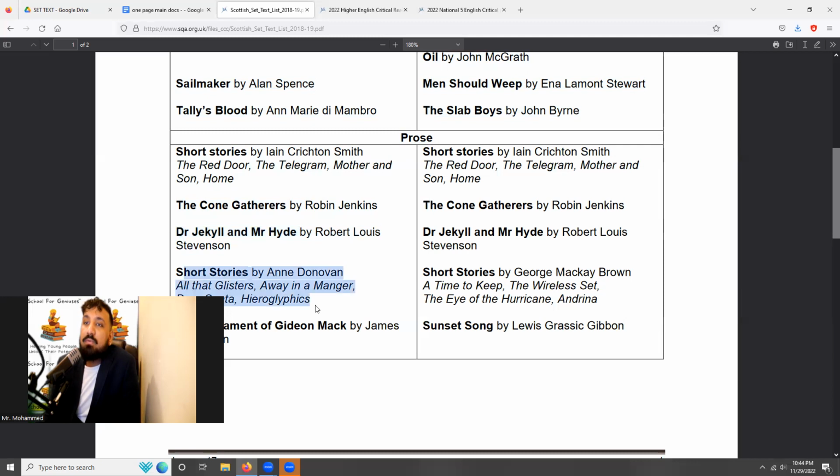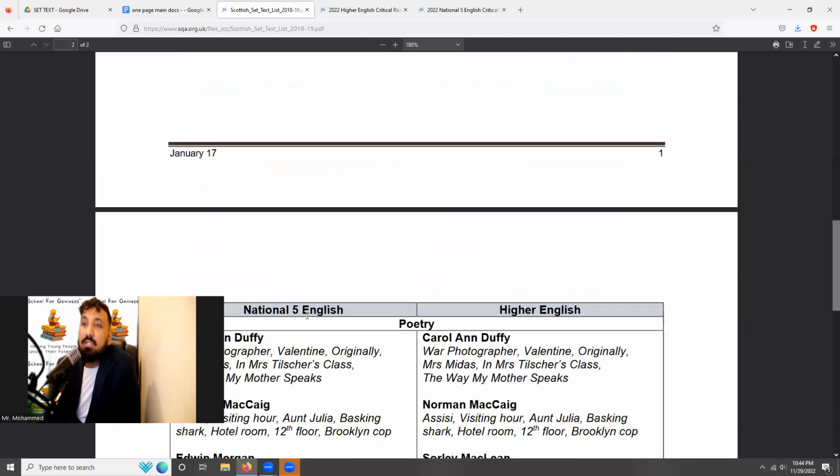And then you have short stories by Anne Donovan. This is for National 5. For Higher, you have short stories by George Mackay Brown. And again, out of these, I've hardly seen this one. It's not very popular. Sunset Song is not so popular. The Testament of Gideon Mack, again, is not too popular.